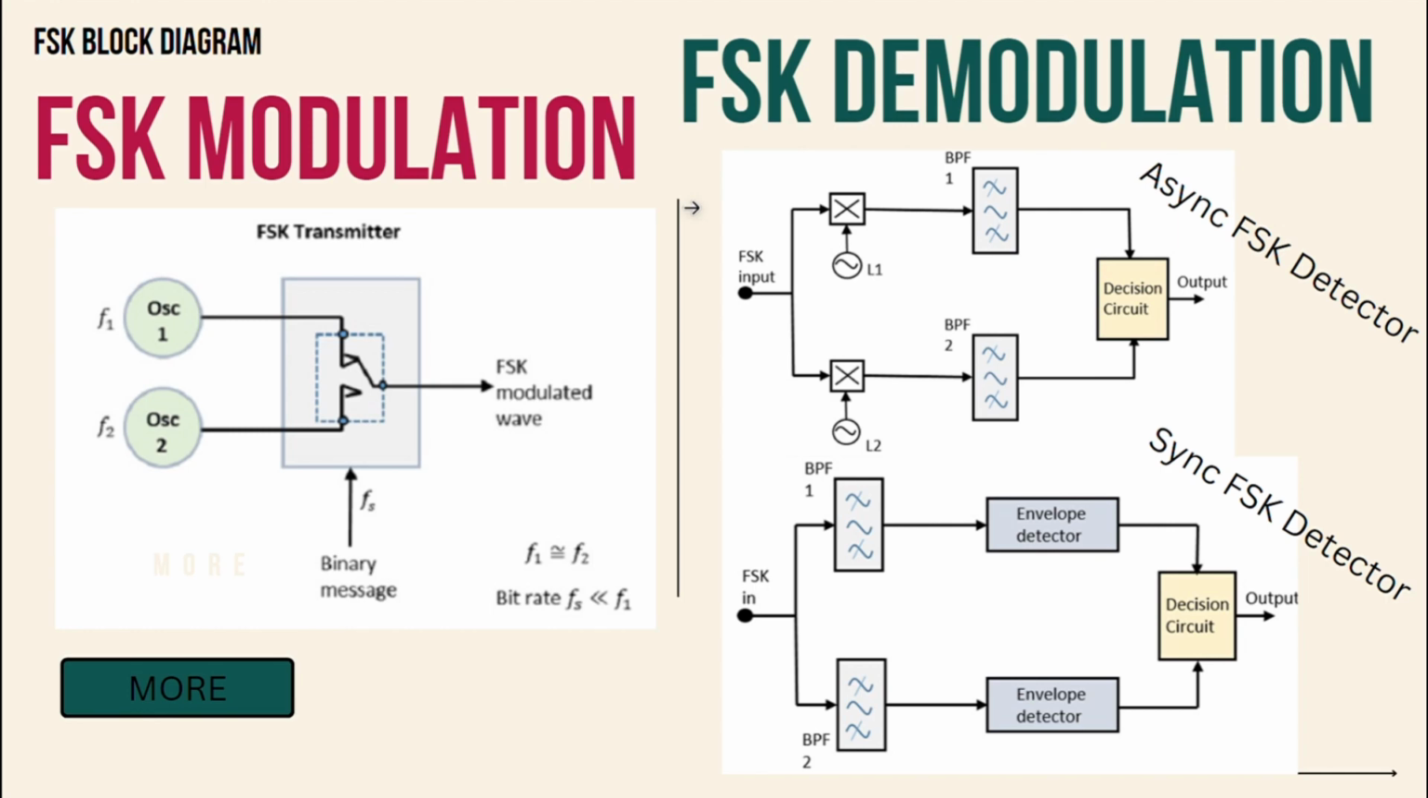The main methods of FSK detection are asynchronous and synchronous. The synchronous detector is a coherent one, while the asynchronous detector is a non-coherent one.